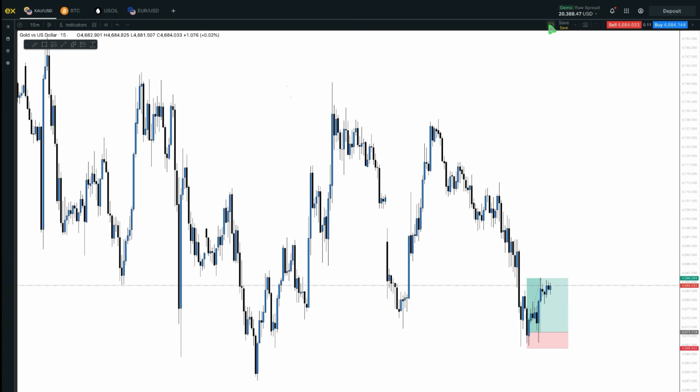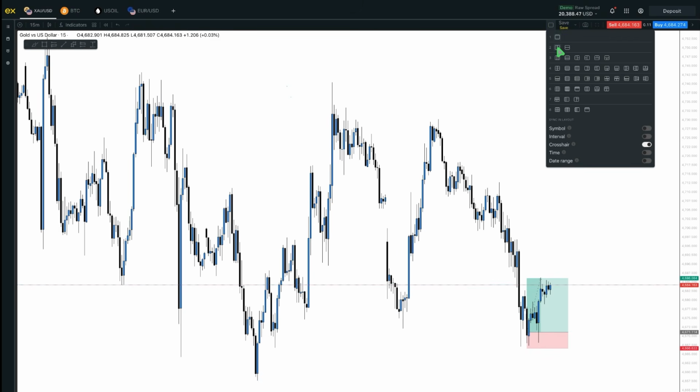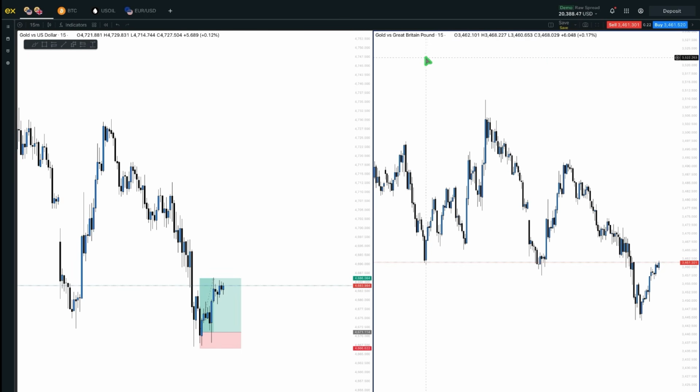And then you have to come here and open another window. You can use this feature for free on this terminal, I have given the link in the description. In TradingView you have to pay for this feature. So you have to open gold versus GBP.